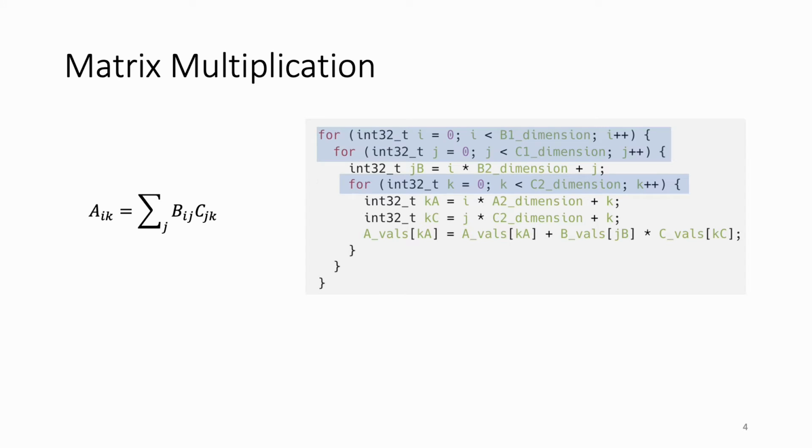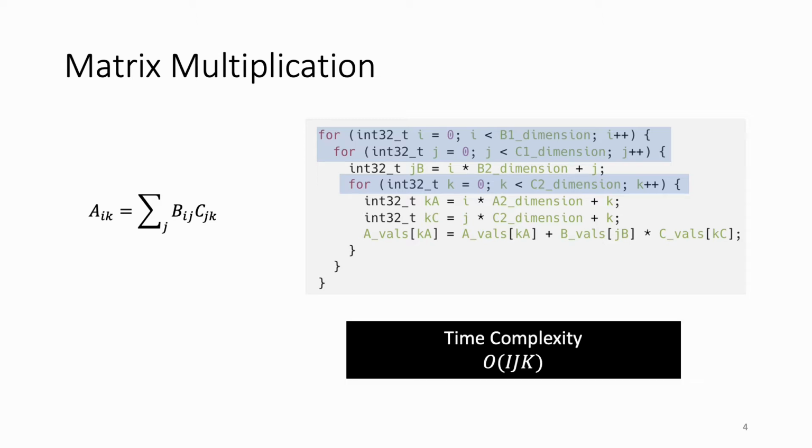We can write this matrix multiplication kernel using three nested loops, I, J, and K. The overall time complexity of this kernel would be O of IJK, where I, J, and K represent the dimensionalities of the dense tensors.